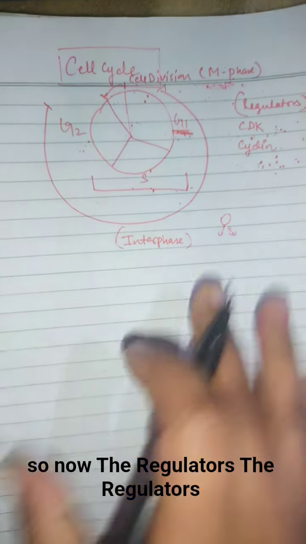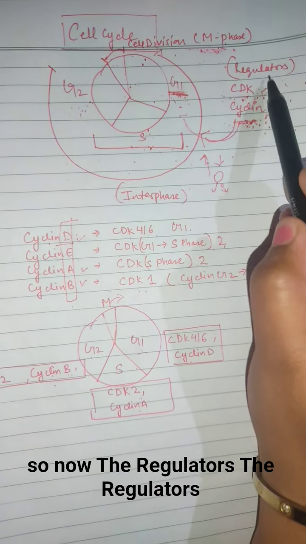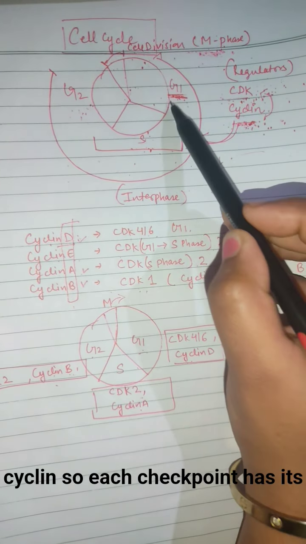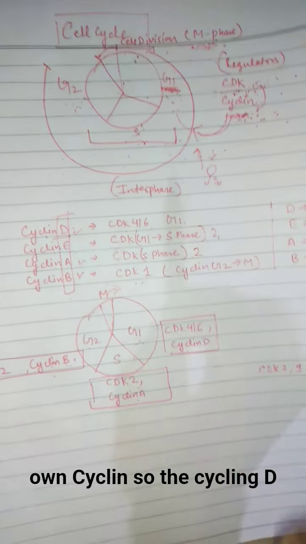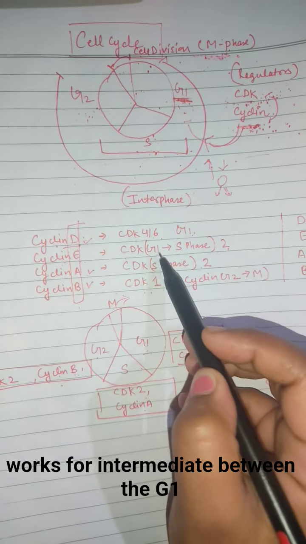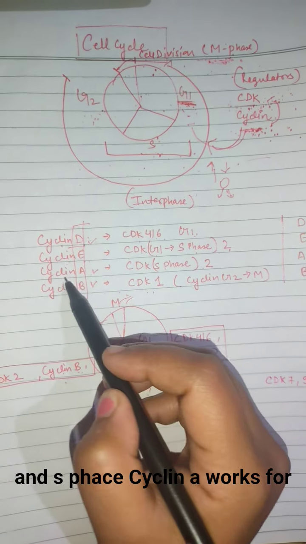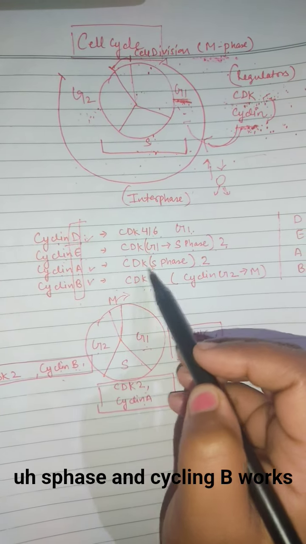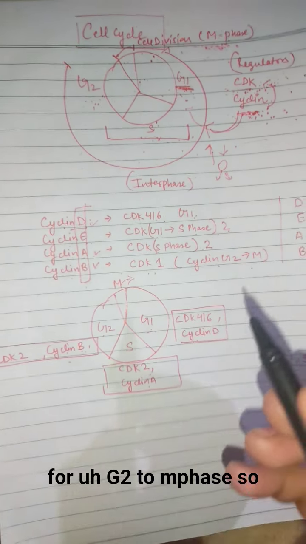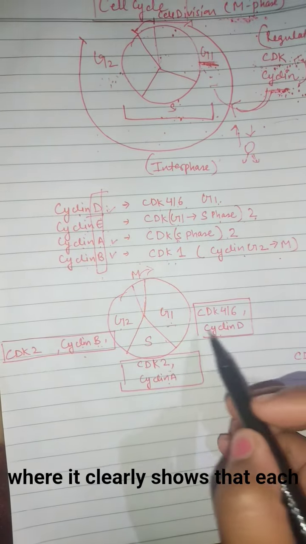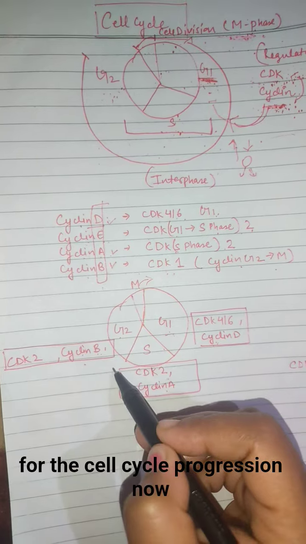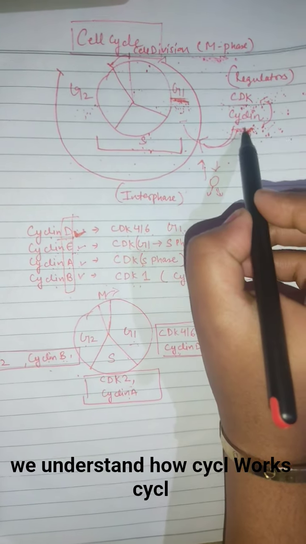Okay, so now the regulators are cyclin dependent kinase CDK and cyclin. Each checkpoint has its own cyclin. So cyclin D works for the G1 phase, cyclin E works for the intermediate between the G1 and S phase, cyclin A works for the S phase, and cyclin B works for G2 to M phase. I have already made a chart which clearly shows how each CDK and cyclin works for the cell cycle progression.